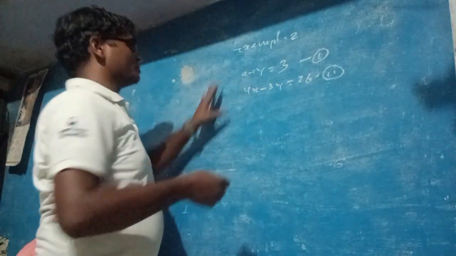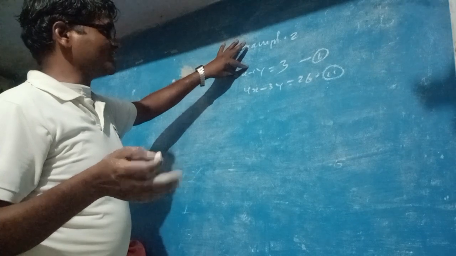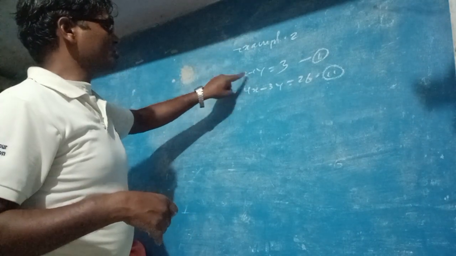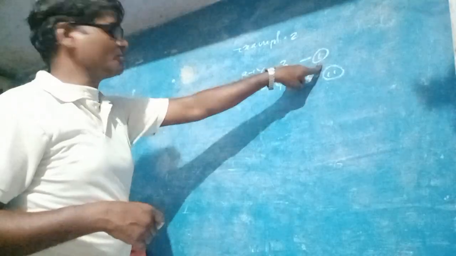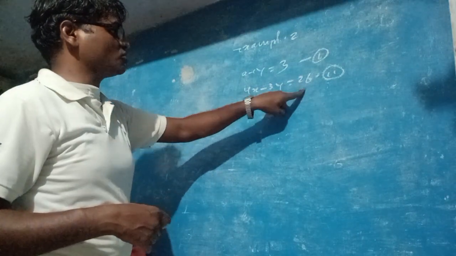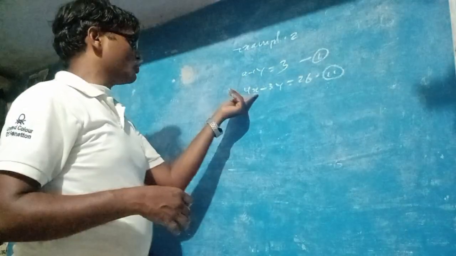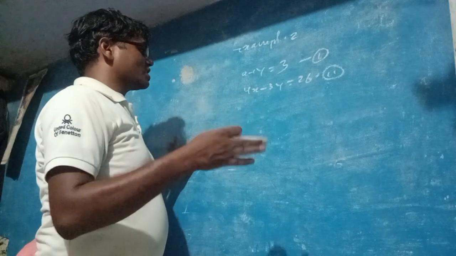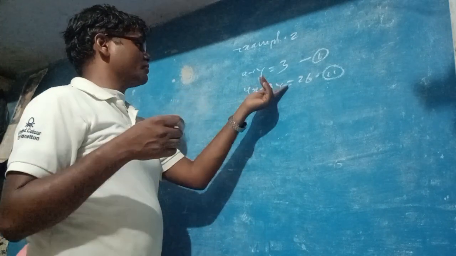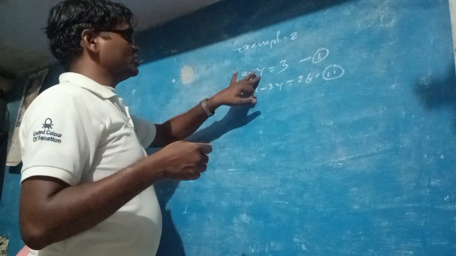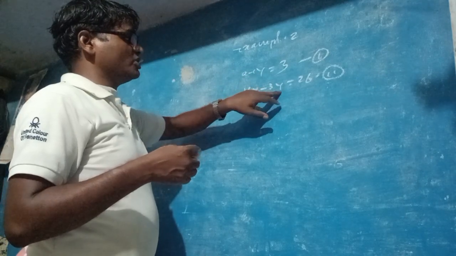So here is the first example. As we had discussed in the previous equations, first x plus y is equal to 3, equation number 1, and 4x minus 3y is equal to 26, equation number 2. First of all, we will suppose that we are taking the y value here, y is 1, and here is 3y.